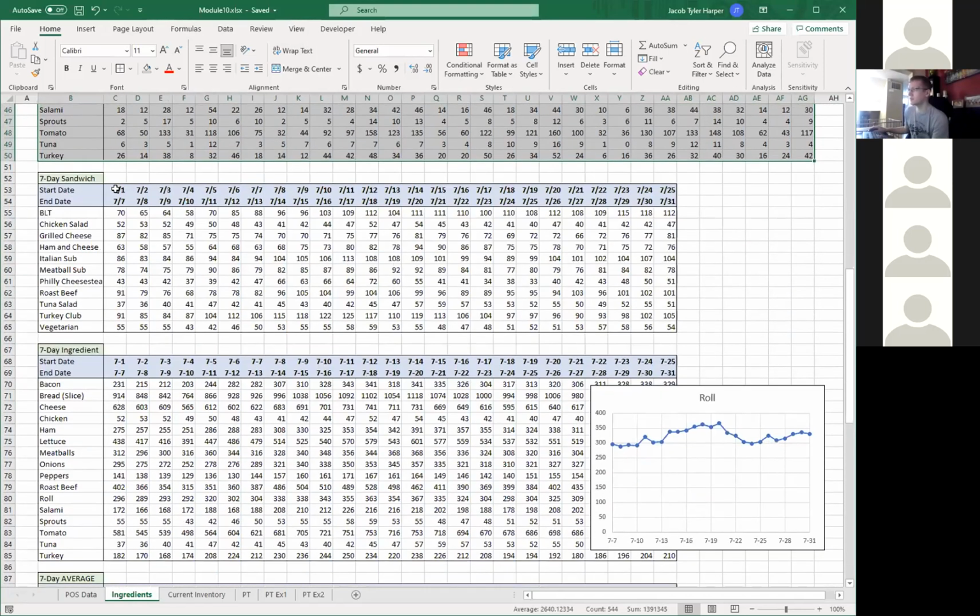Then what was asked of us to do in part 5 was to take those two previous tables and essentially make the 7-day rolling total versions of each. For example, how many BLTs were sold between the 1st and the 7th, and then the 2nd to the 8th, and so on and so forth. And then the same thing with ingredients.